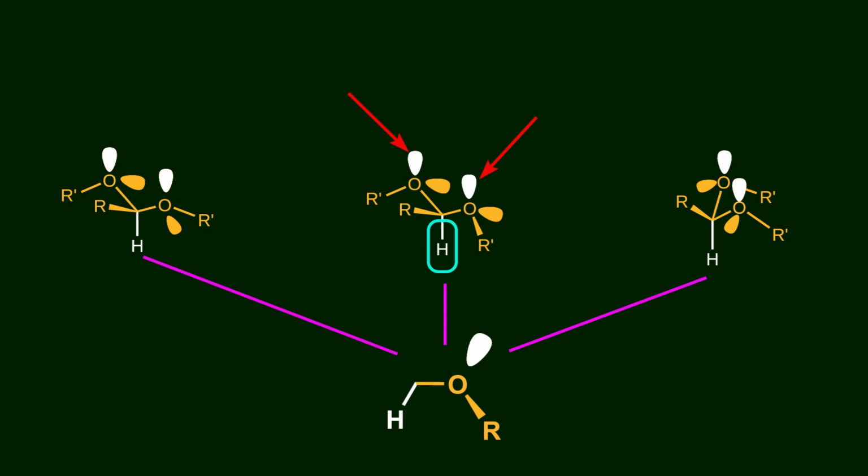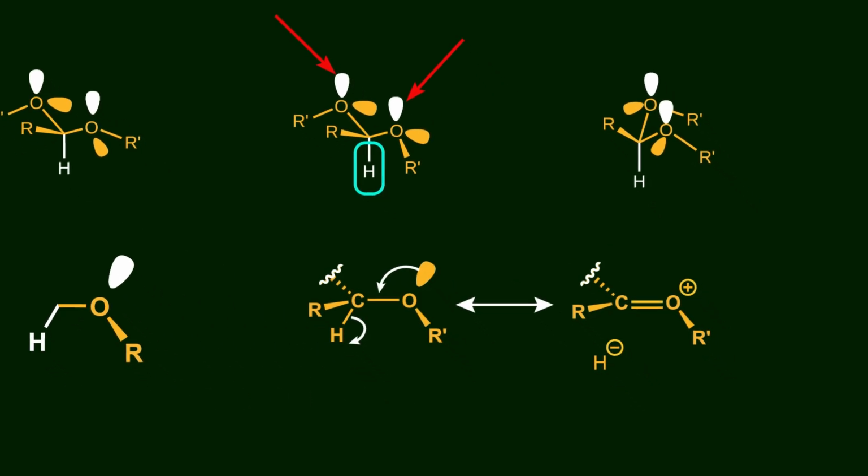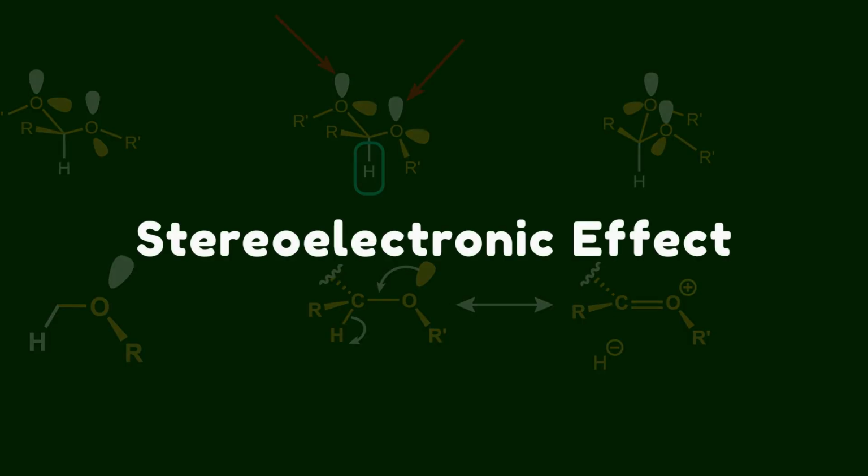This unique arrangement of non-bonding electrons and the carbon-hydrogen bond makes the carbon-hydrogen bond weaker than a normal one. This effect can be illustrated by showing the lone pair donating into the carbon-oxygen bond while the hydrogen is kicked off. As a result, the molecule can be oxidized more easily. This interesting phenomenon is called the stereoelectronic effect.